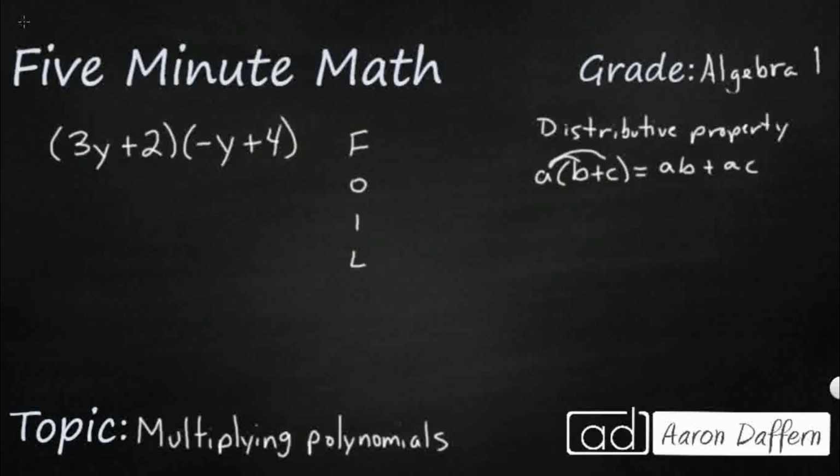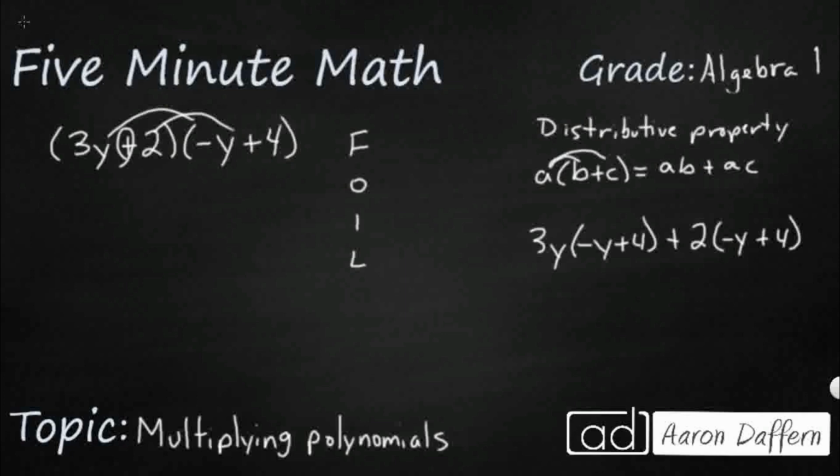So really what we can do here is we can take this 3y plus 2 and we can distribute it out, right? That's 3y plus 2. And so we can say, all right, so 3y and then the negative y plus 4. Keep that plus, and then that 2 times negative y plus 4. So we just kind of broke up the first term, 3y plus 2, and distributed it out to the negative y plus 4.